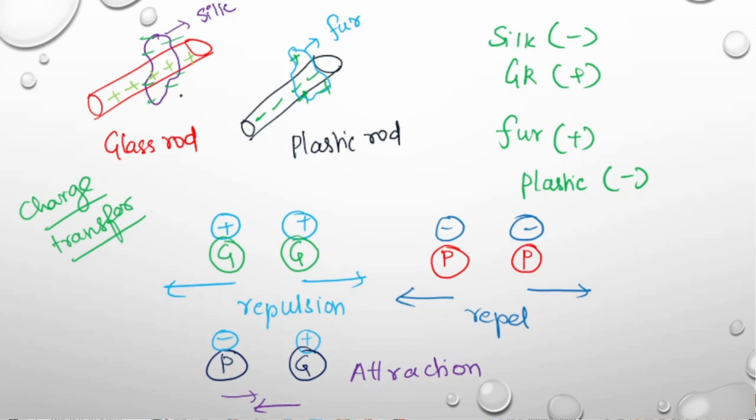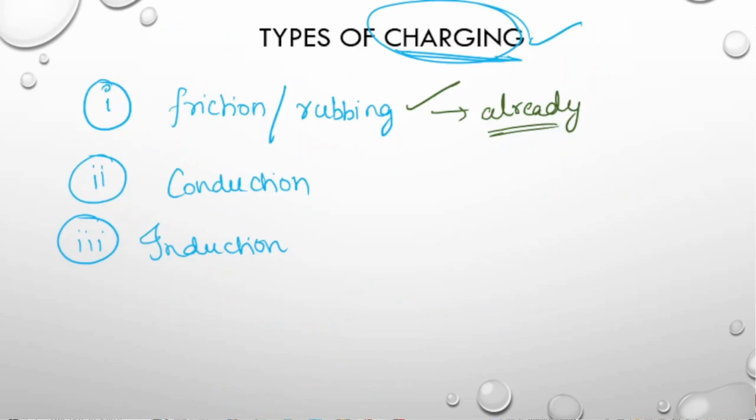So you are rubbing two particles. Under friction, you are just rubbing the two particles. Here you are rubbing silk and a glass rod. Here you are rubbing fur and a plastic rod. Therefore, you are observing the change in charge, or charge transfer, as I told you earlier. So this is a very beautiful example of charging through friction or rubbing. We have already discussed charging through friction or rubbing in detail.